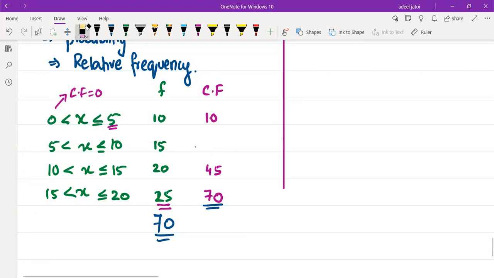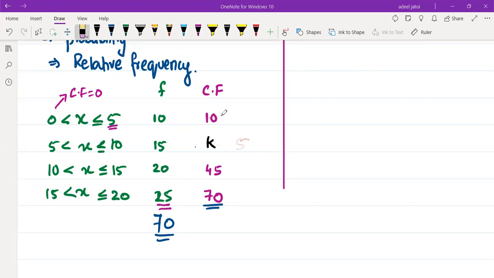You will be told that this is K, or you will be given that your previous frequency that you have is 10. You can easily say this 10 is added back. This 10 is added back to 15. So K value will be 25.